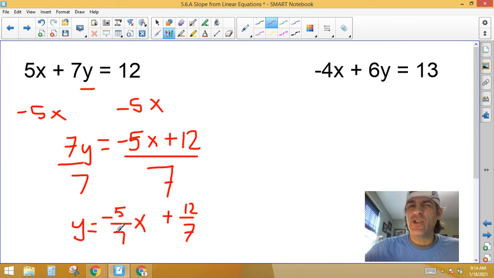Eventually, you may start picking up on shortcuts. I don't want to tell you any shortcuts quite yet, but it does have to do with this number 5 and this number 7.